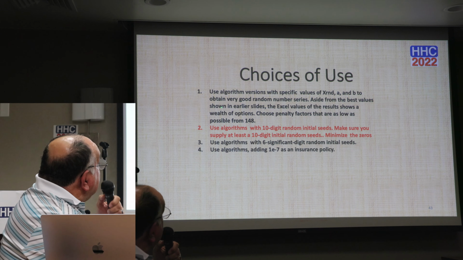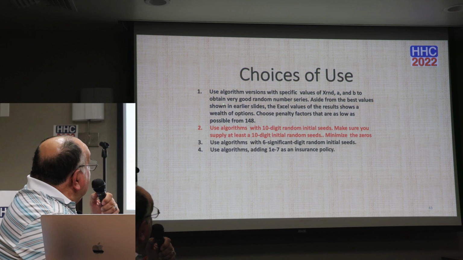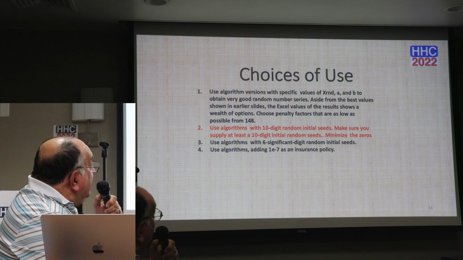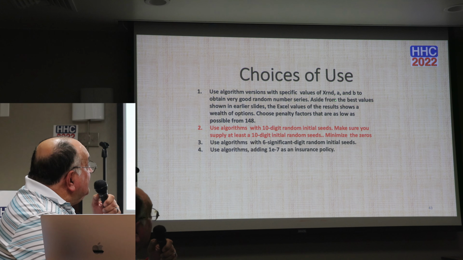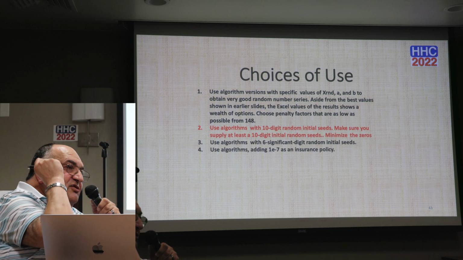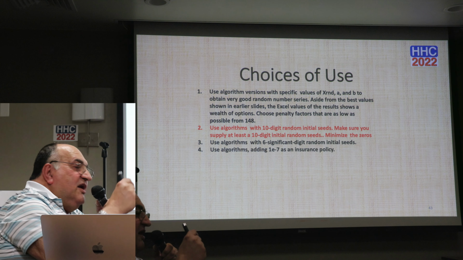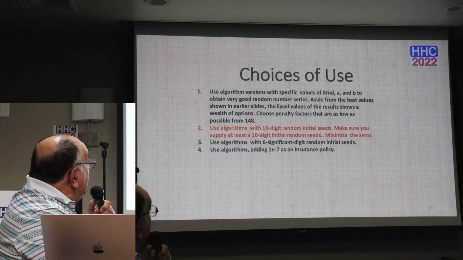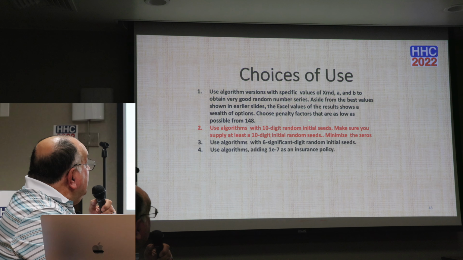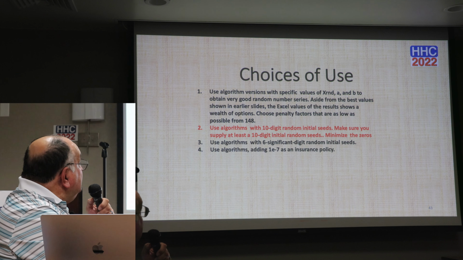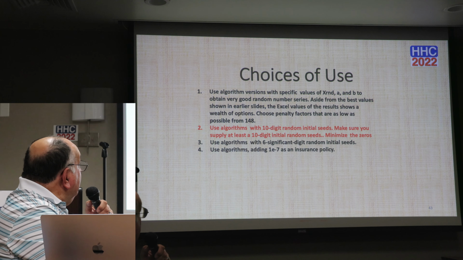So the choice of use, this is the last slide: the algorithm with specific X, R, and D, initial seeds A and B. And you can get those small penalty factors, a very good sequence of random numbers. The Excel files, like I said, have other values that you can look into.